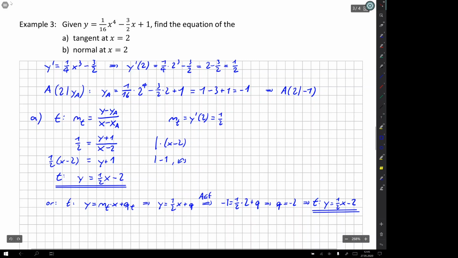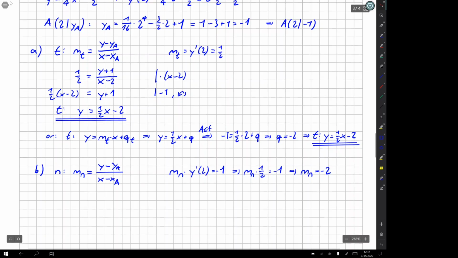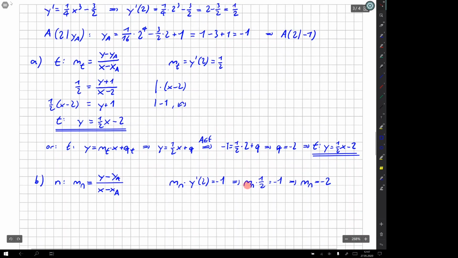Now let us look at the normal, and let us proceed the same way. Let's first use the gradient point form, and then let's also look at how we could do it with the gradient intercept form. Try it on your own, and here comes the result. The gradient point form is mn equals y minus ya divided by x minus xa. We know that the gradient of the normal times the gradient of the function, mn times y dash at the point 2, is equal to minus 1. So inserting the y dash of 2 that we calculated further up, the 1/2, we get mn times 1/2 is minus 1, and so we find mn is minus 2.